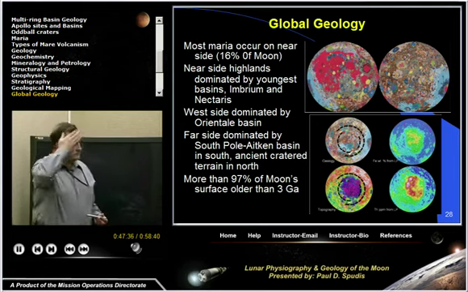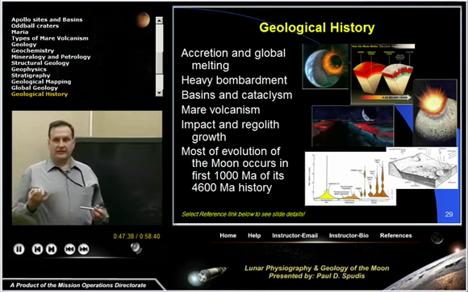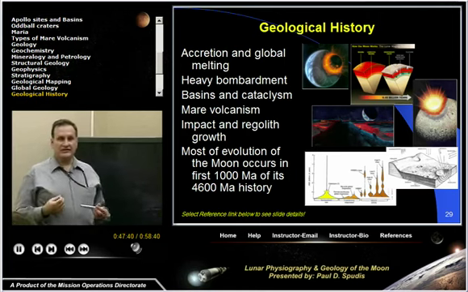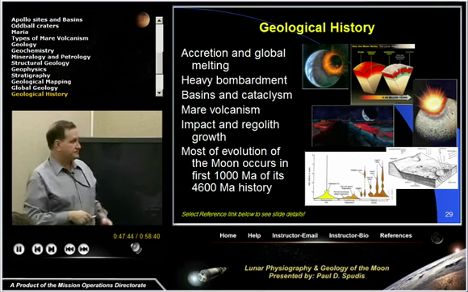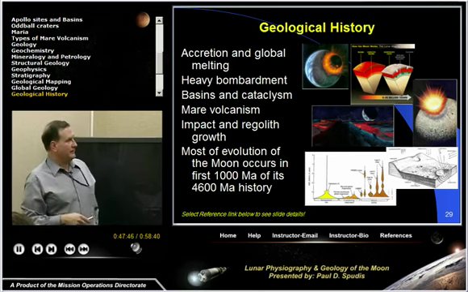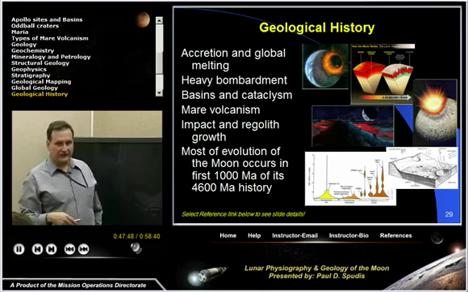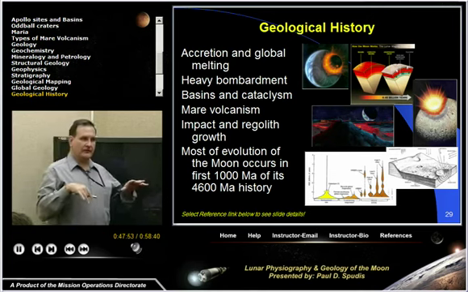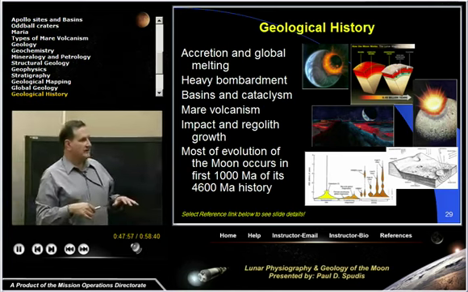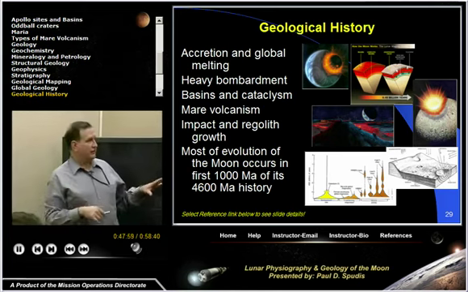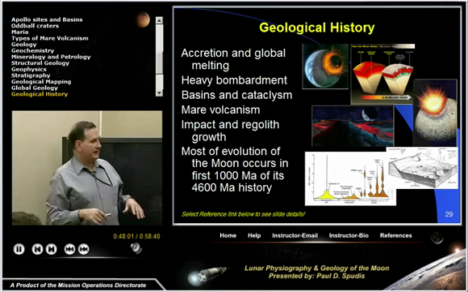Next slide. So from this mapping, we've actually derived the geological history of the moon. And now I've also incorporated what we found from the samples. But fundamentally, you accreted the moon and you melted it globally. That's inferred from the samples. The heavy bombardment and the basins comes from the geological mapping, because we've seen a very long, protracted history. Mare volcanism comes from both the mapping and the samples, which occurred next. And finally, the impact and regolith growth.